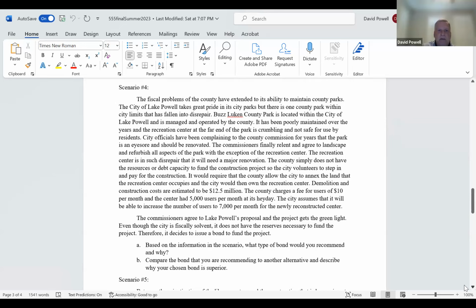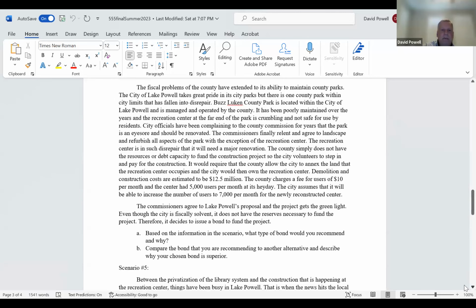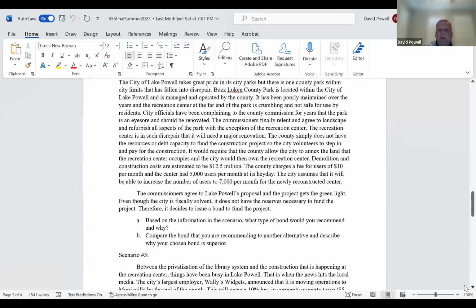Even though the city is fiscally solvent, it does not have the reserves necessary to fund the project. Therefore, it decides to issue a bond to fund the project. Question A, based on the information in the scenario, what type of bond would you recommend and why?